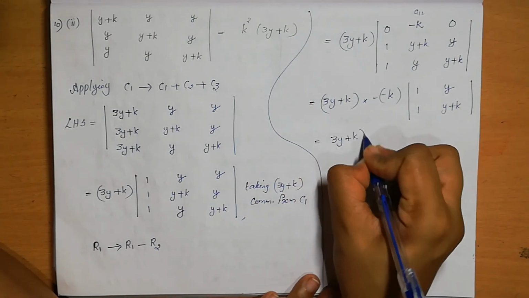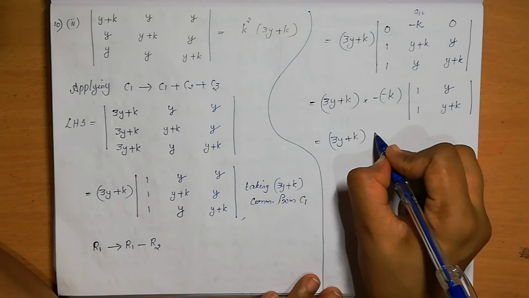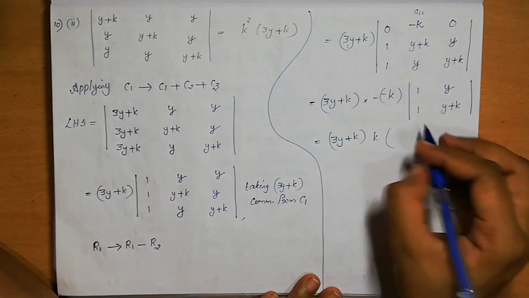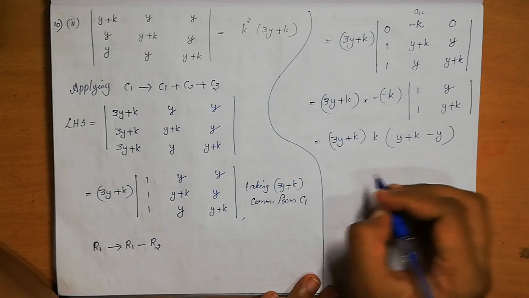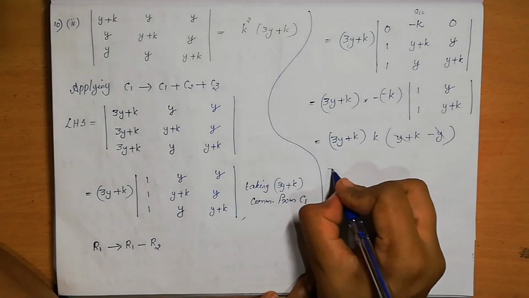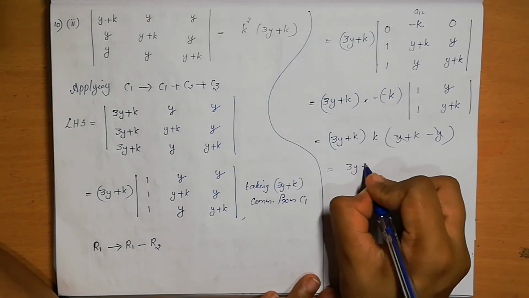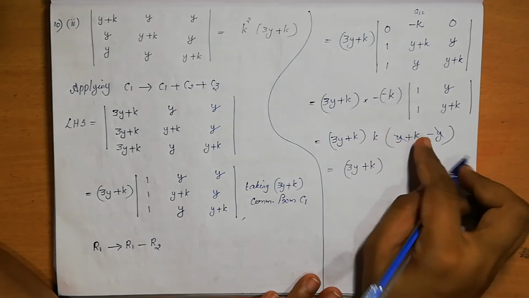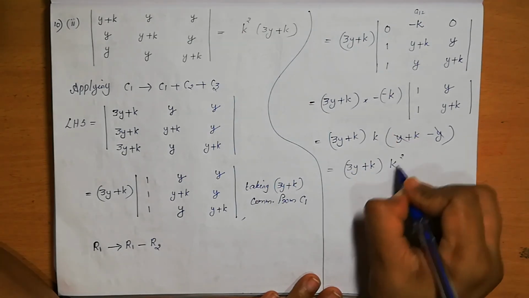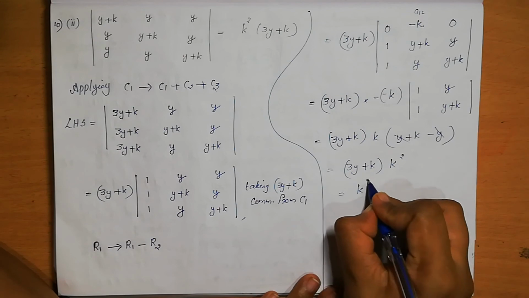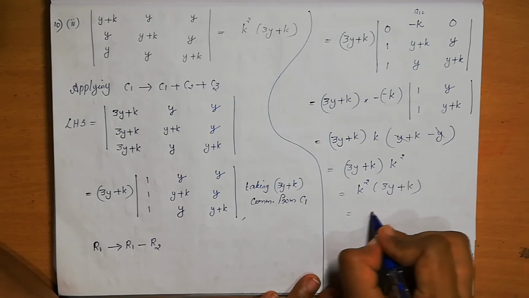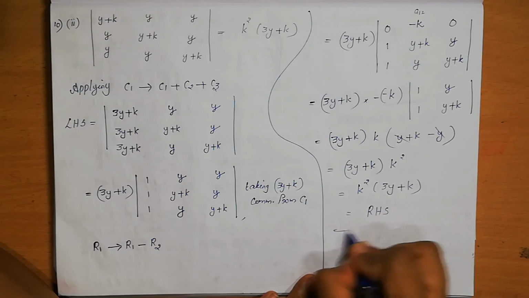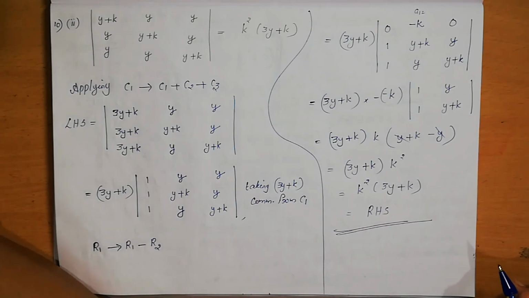3y plus k into minus minus plus k into cross multiplication: y plus k minus y. So y cancels. What is remaining? 3y plus k into k, which is k square. That means we can write it as k square into 3y plus k. That is equal to RHS. Hence proved. This is the answer.